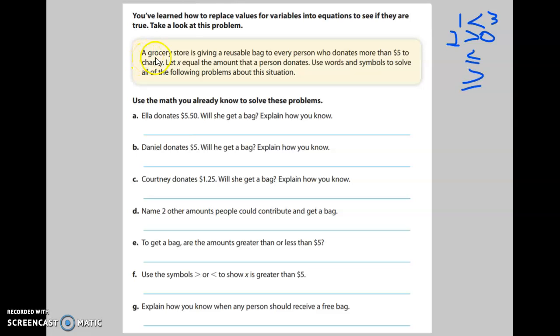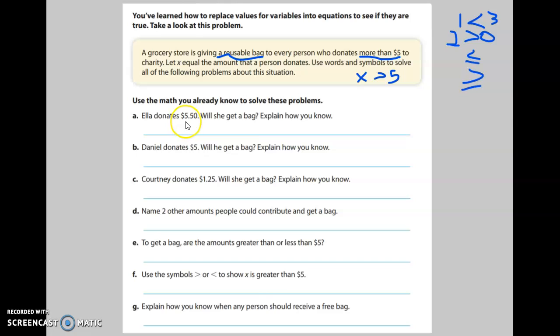Alright. A grocery store is giving a reusable bag to every person who donates more than $5. So that means that you are going to be looking for ones that say this when we write them. So more than $5 to charity. Let X equal the amount that a person donates. Use words and symbols to solve all of the following problems about this situation. So here we're going to be looking at, does the person give more than $5? If they do they get a reusable bag. Okay. If it's more than $5, they get a reusable bag.